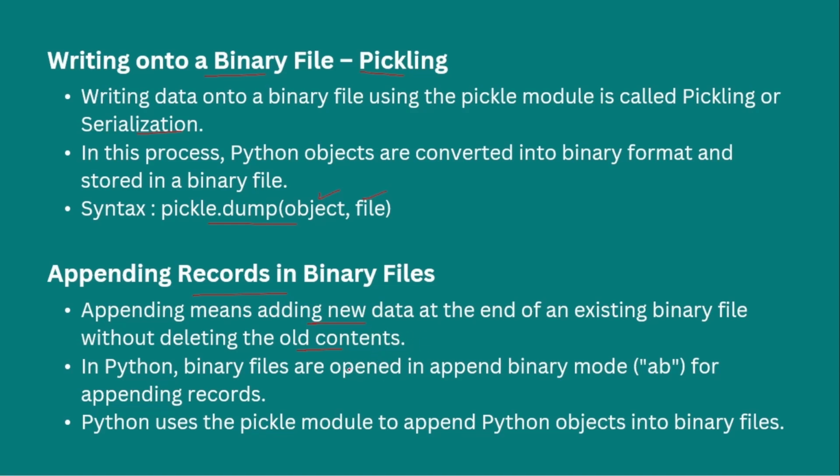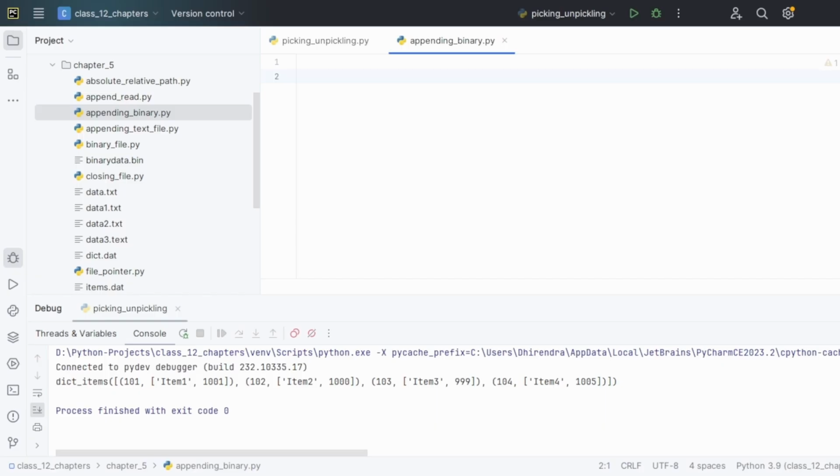In Python, binary files are opened in append binary mode for appending records. Python uses the Pickle module to append Python objects into a binary file. I'll just show you in PyCharm. Let's say our problem statement is: write a program to append a student record into a binary file using Pickle.